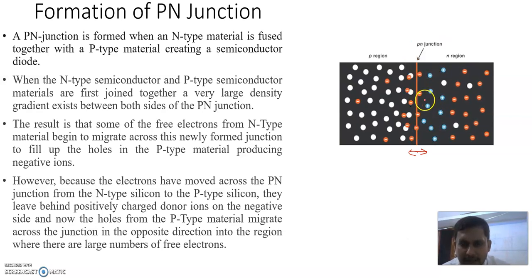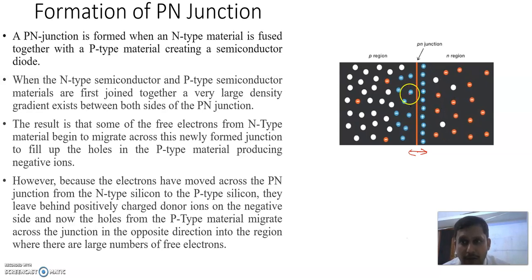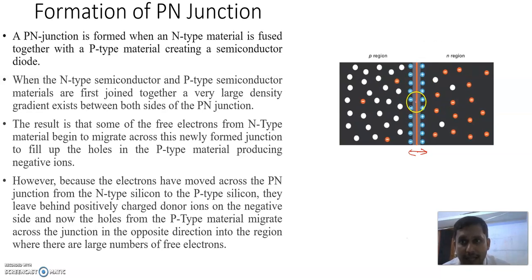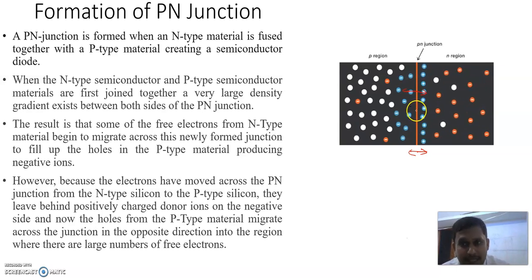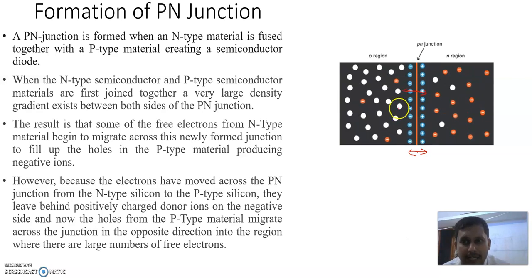From this animation we can easily observe that when electrons move from n-type to p-type, a wall of positive donor ions and a wall of negative acceptor ions are formed, and that is called the depletion width. In the depletion width there is no free charge available. So the depletion layer acts as an insulator between the n-type and p-type semiconductors.